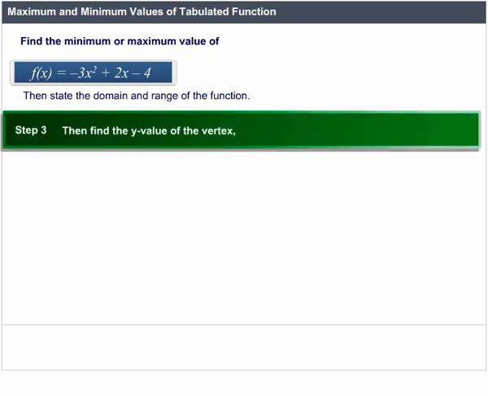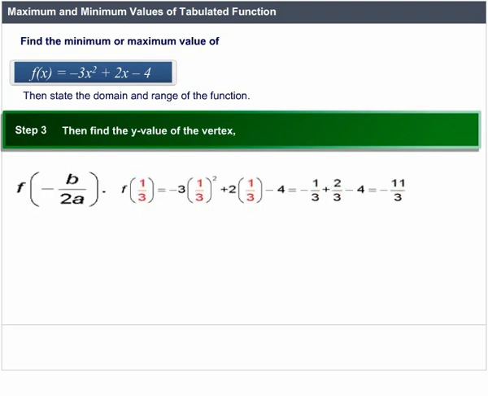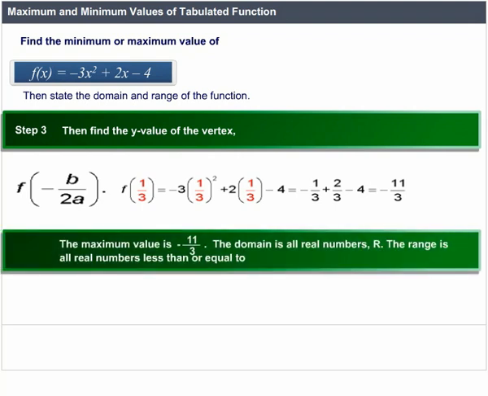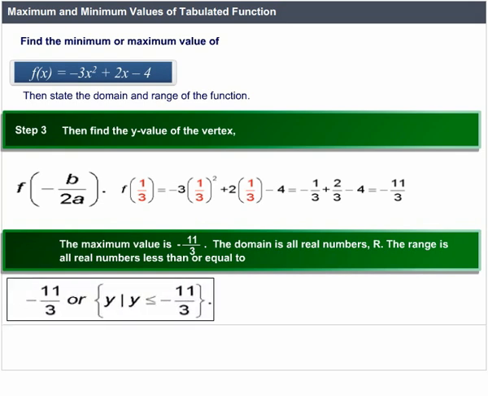Step 3. Then find the y value of the vertex. F of minus b by 2a, that is f of 1 by 3, equals minus 3 times 1 by 3 whole square plus 2 times 1 by 3 minus 4, which gives us minus 11 by 3. The maximum value is minus 11 by 3. The domain is all real numbers, and the range is all real numbers less than or equal to minus 11 by 3, or y such that y is less than or equal to minus 11 by 3.